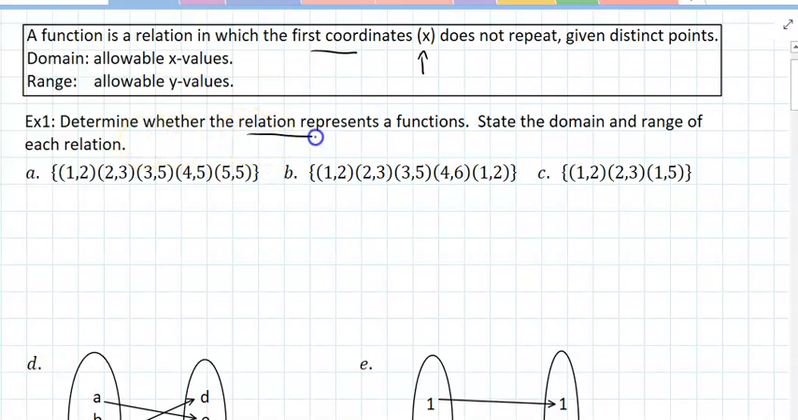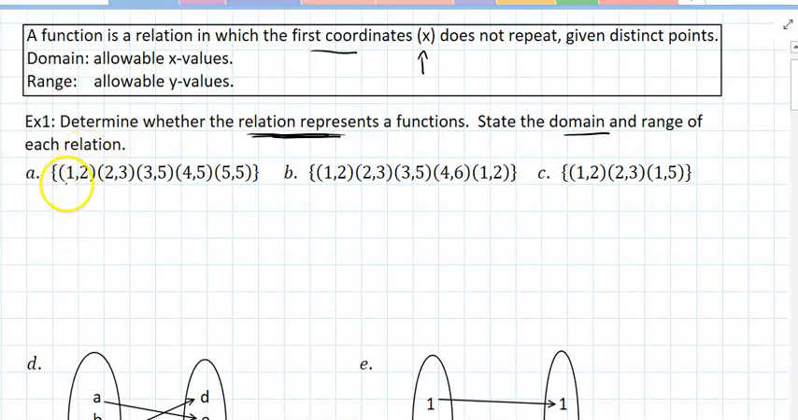Determine whether the relation represents a function. State the domain and range of each relation. Okay, give me a second. Well, we start with the first. Again, we're going to determine if this is a function or not. So they're going to ask us whether a relation represents a function given points, given a map, given a graph, and given an equation. These are the four cases that we see. And I'm going to touch on all except the equation. We're going to leave that until after we master graphing.